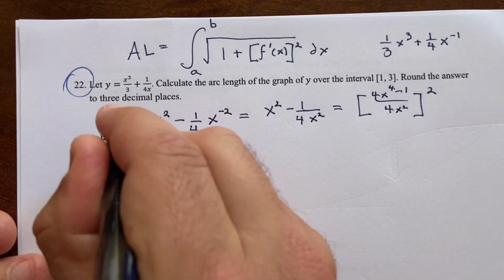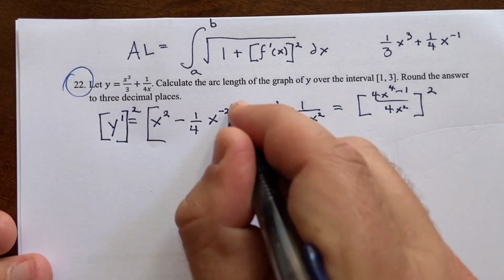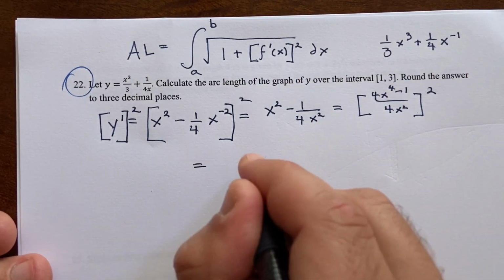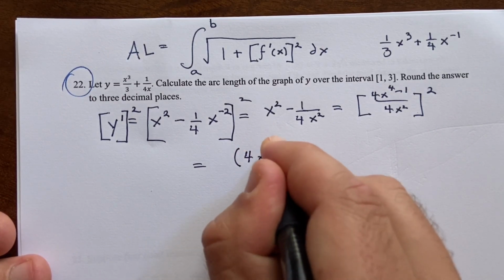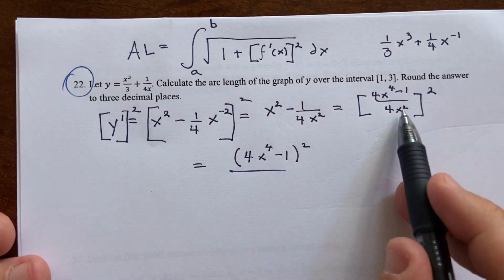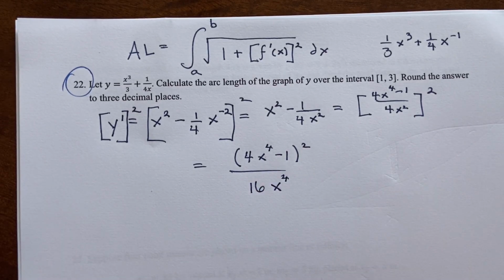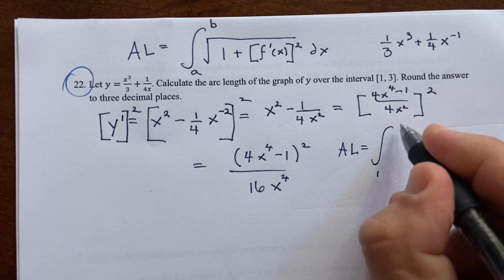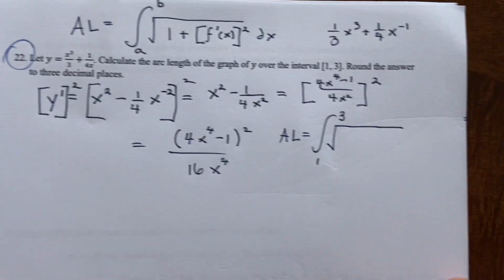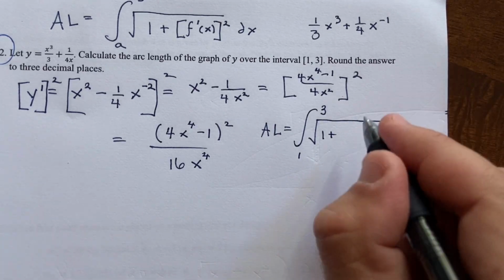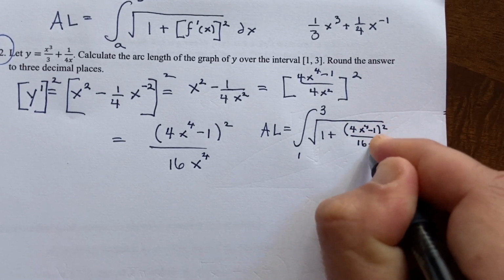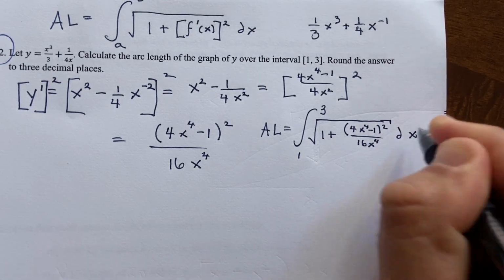So now doing all of this squared, just preemptively, right? Because we're going to need to square it anyways, so I'm doing that work separately. So we have 4x to the 4th minus 1 squared over 16x to the 4th. So that'll come in for this. So we have the arc length as the integral from 1 to 3, the square root of 1 plus 4x to the 4th minus 1 squared over 16x to the 4th, and then dx.